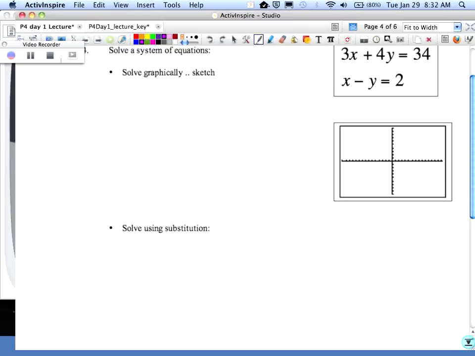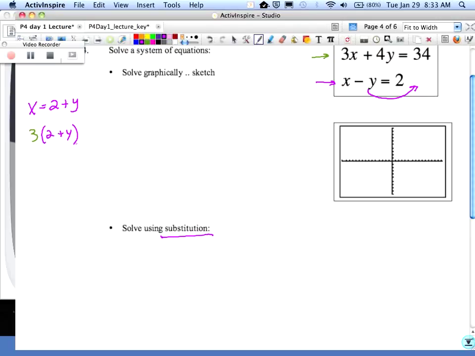And what I would do is take the bottom equation, I'm taking this one, and I'm going to take the y to the other side. So that's really easy for me to get that x all by itself. Right? And so substitution then, I'm going to substitute the purple into the top equation, which I'm going to write in green. So I'm going to go 3 times, now instead of x, I'm going to write 2 plus y, plus 4y is equal to 34.